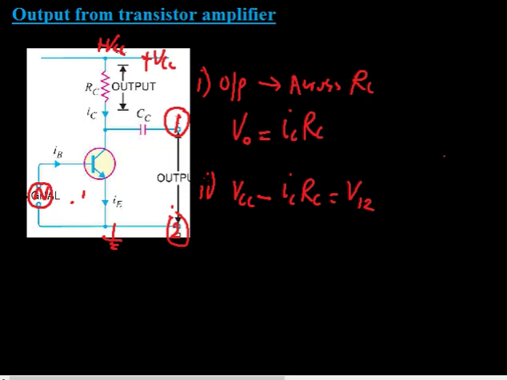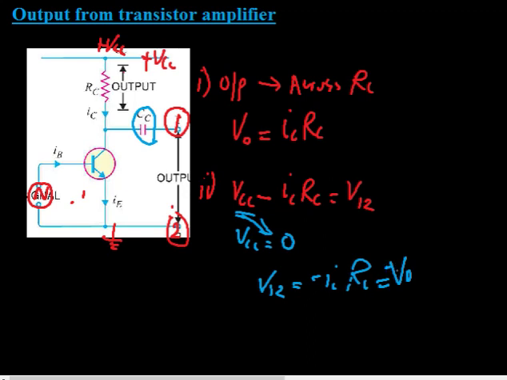Now remember the capacitor CC connected at the terminal 1, which blocks the DC. So when a capacitor is connected here, the VCC will not pass to the terminals 1 and 2. So the voltage across the terminals 1 and 2 is only the AC. There is no DC part here, so this VCC will go to 0. So this equation becomes V12 equal to minus IC into RC. We can call it minus V0, in magnitude.